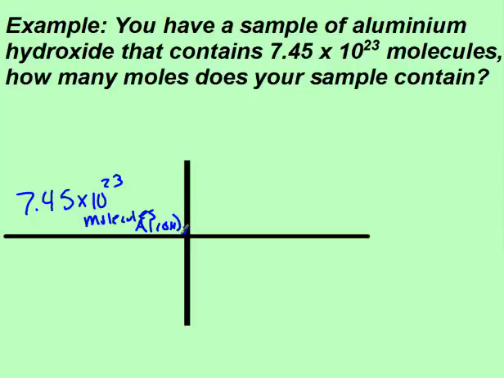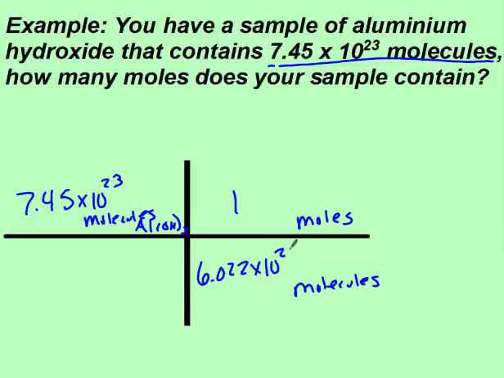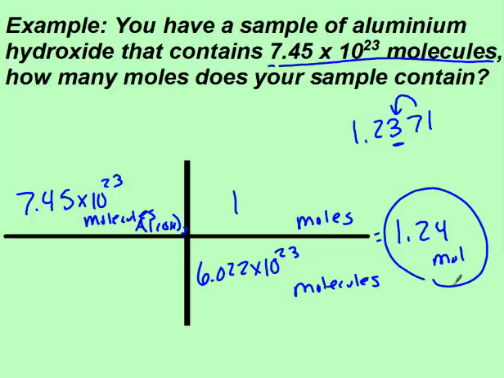So in this case, we had 7.45 times 10 to the 23rd molecules of aluminum hydroxide. So you should have put in molecules and moles. 1 mole is always 6.022 times 10 to the 23rd molecules. You should have divided, and we wanted 3 sig figs again. So in the calculator, it gave you this, but that 3 should have rounded up. So you should have written 1.24 moles. Make sure you're putting your answer in the proper number of sig figs and putting units on your answer.